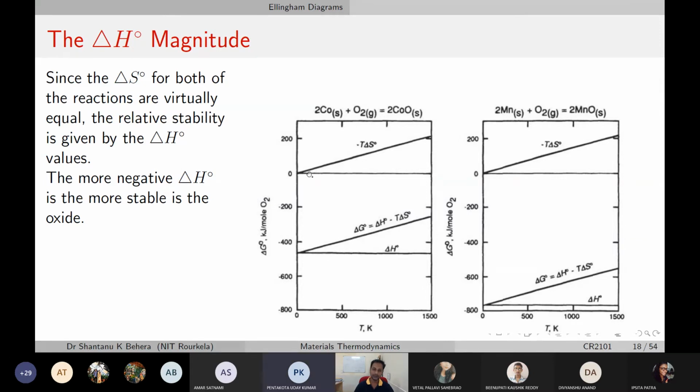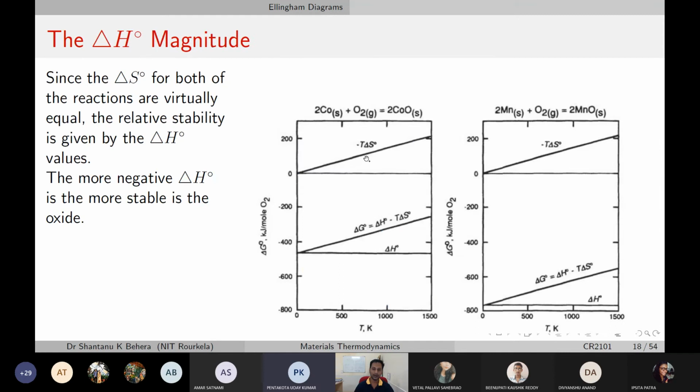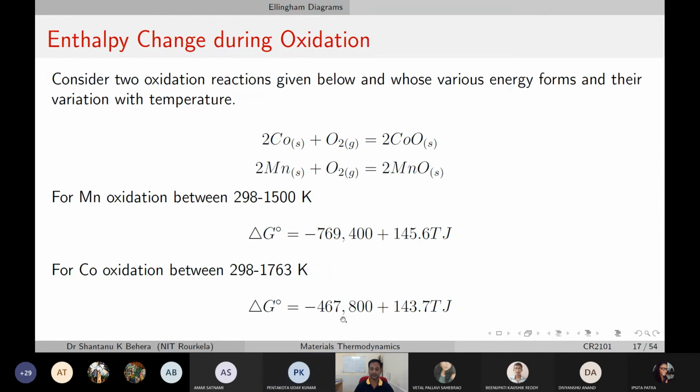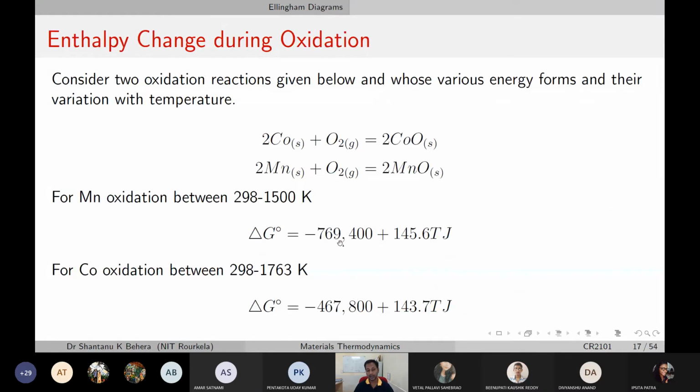This is the whole term for minus T del S. Okay. And what was this del H term? So in the del G curve, this is zero, this is a flat line, it's zero. And del G is minus 769,400 for the manganese, or for the cobalt is minus 467,800. So this is cobalt, we're plotting minus 467,800, minus 468 kind of thing. And that is kind of constant, and it doesn't depend on temperature too much. Or here, it doesn't depend on temperature at all. Or in practice, it might depend slightly on T, so we have neglected that.